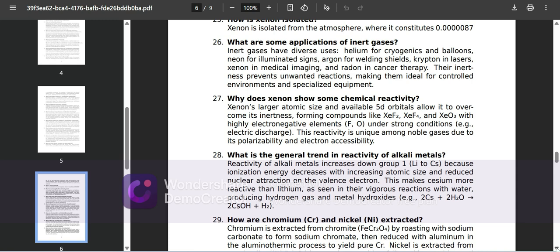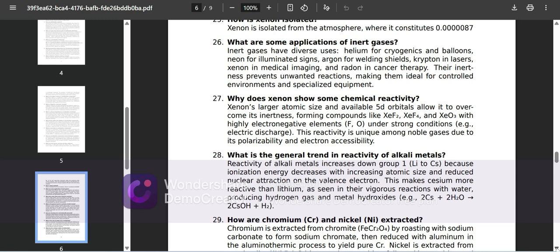What are some applications of inert gases? Inert gases have diverse uses. Helium for cryogenics and balloons. Neon for illuminated signs. Argon for welding shields. Krypton in lasers. Xenon in medical imaging and radon in cancer therapy. Their inertness prevents unwanted reactions, making them ideal for controlled environments and specialized equipment.